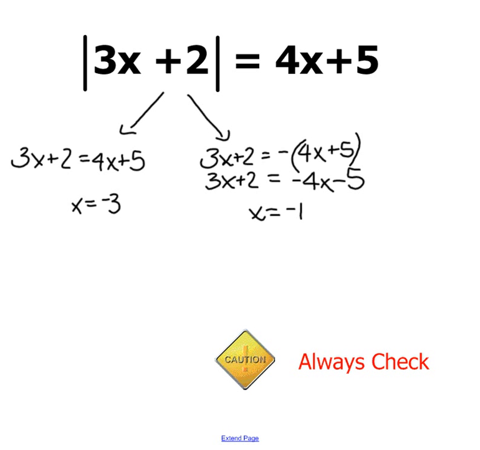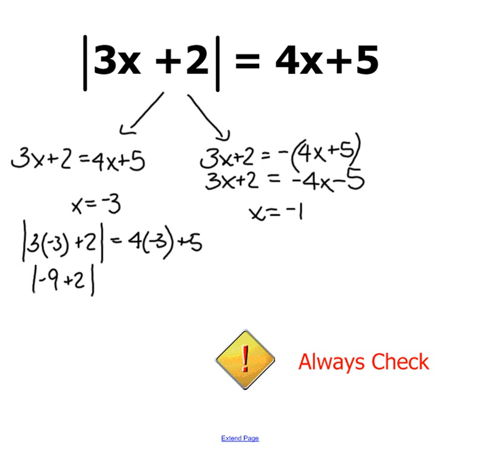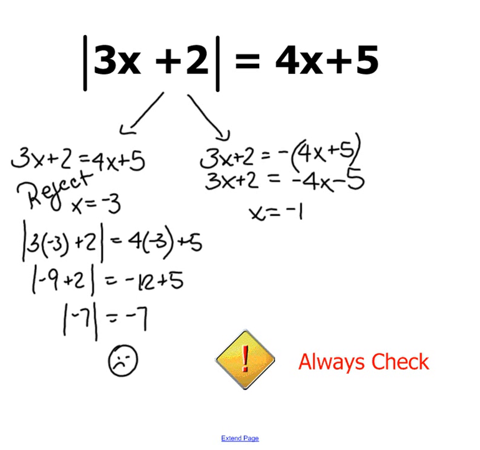So when I check this, I get 3 times -3 plus 2 equals 4 times -3 plus 5. Well, -9 plus 2 equals -12 plus 5. I'm going to get the absolute value of -7 equals -7. No, not happening. So what do we write here? We write reject. You need to show this. You need to show that it is a rejected answer. If you just don't write it at all because you know it's not going to work out, you're going to lose credit. You have to show an algebraic solution that shows why you are rejecting it.